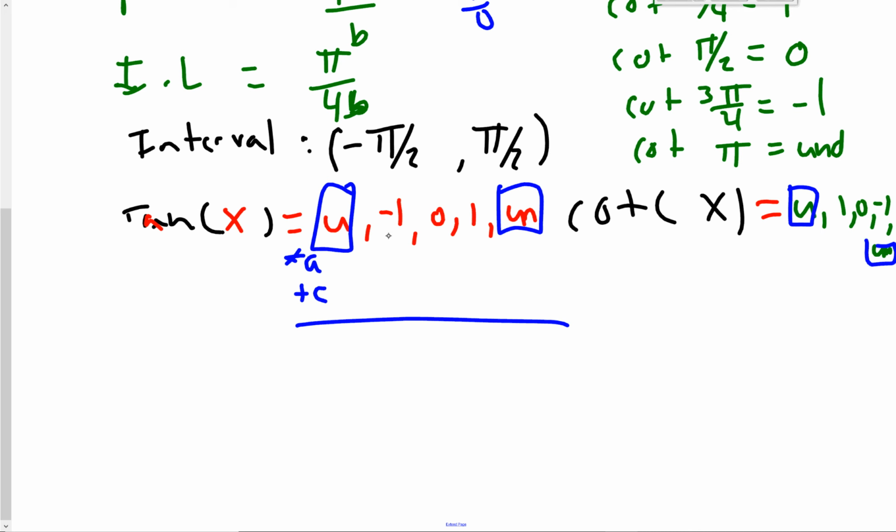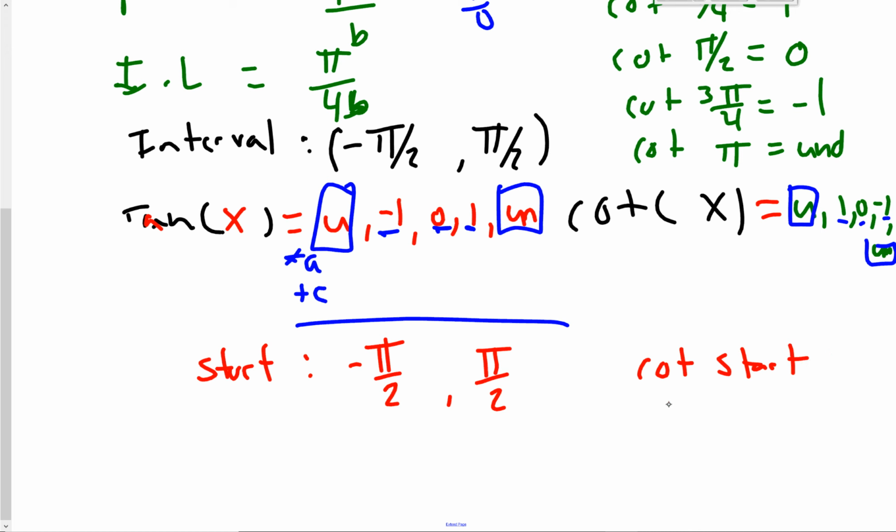Undefined. But these 3 will change. They'll be affected by our a's and by our c's. And then our x values, for tangent, we normally start at -pi halves and go to pi halves, where cotangent starts at 0 and goes to pi.